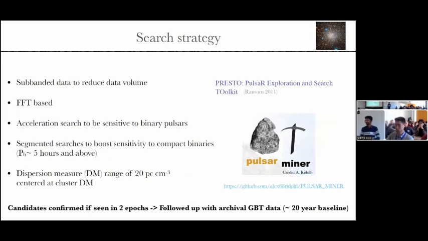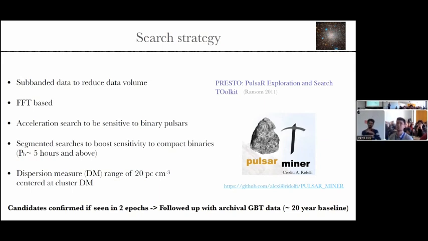Okay, so what was the search strategy? We wanted to go simple first. So we went for an FFT-based approach, just dealing with data in the Fourier spectrum. To account for the fact that we want to be sensitive to binary pulsars, we just used a linear acceleration approximation as a first try. And to also be sensitive to compact binaries, we segmented the data into chunks as small as 30 minutes, which would make us a bit more sensitive to slightly more compact binaries.